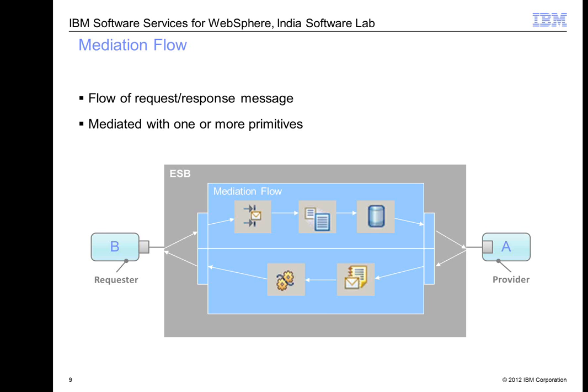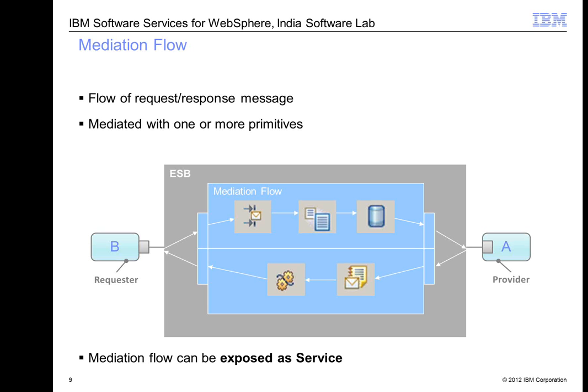Similarly, when the application A responds back, the response flows through the response flow of the mediation flow. And as part of that, there could be other set of primitives that can be used for transforming and enriching the message before it is delivered to the requester, application B.